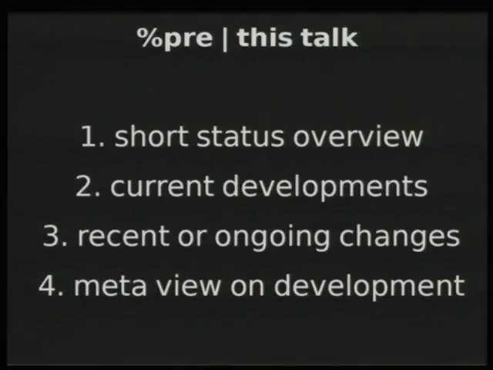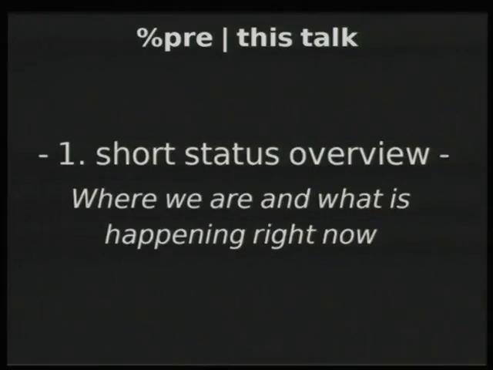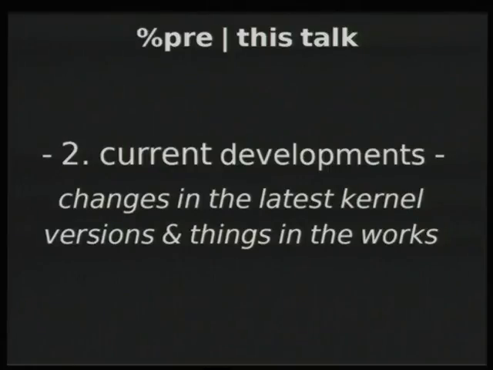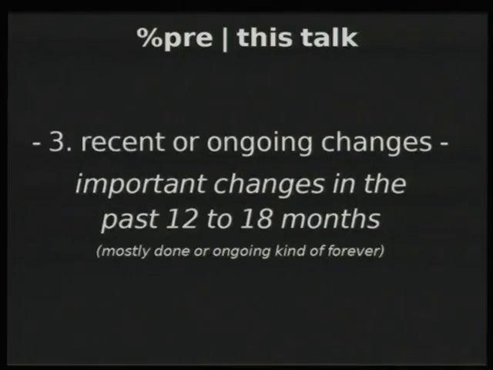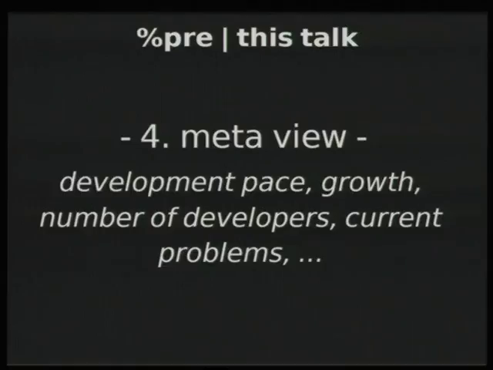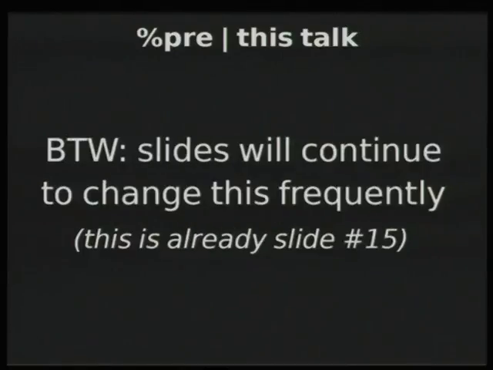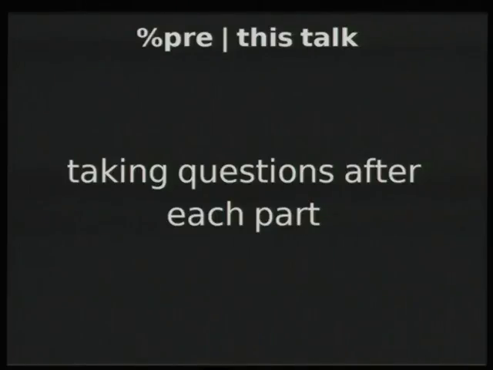So what's coming? It's basically 4 parts: a short status overview, and then I'm getting over to current developments, and over to more broad changes that have been happening in the past 12 or 18 months, or are ongoing all the time. And then I'm looking a bit at the Linux kernel development itself. And yeah, that's it. By the way, the slides will continue to change frequently, so that's why I'm taking questions after each part, otherwise everyone will have forgotten what he wanted to ask in the end. So, the short status overview.